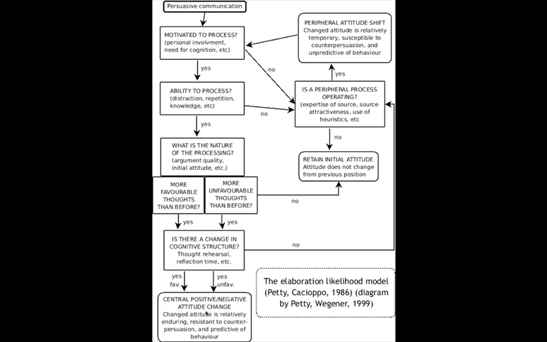Whereas peripheral processing does something a little bit different. And you can see here a couple of different examples of where peripheral processing comes in. You may think of it as the source is an expert, the source is attractive, the use of availability heuristics. The availability heuristic can be kind of anything that brings something to your mind quickly, something that jogs your memory.